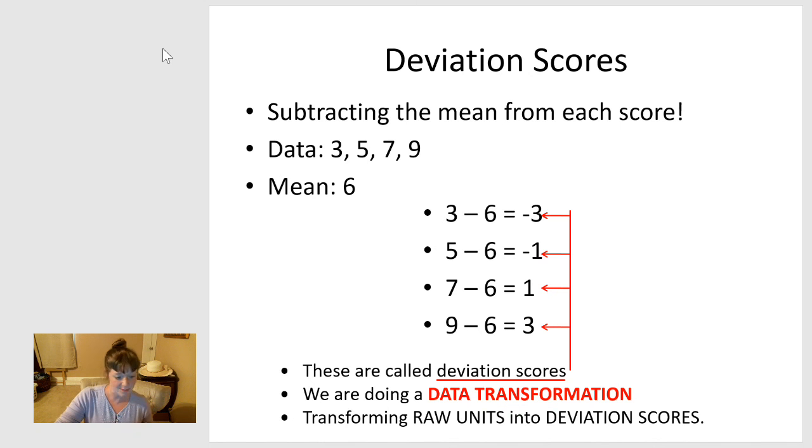Here's my data set, my sample: 3, 5, 7, and 9. Let's say this is how much people love their college on a scale of 1 to 10. The first person told me 3, the next person told me 5, the third person told me 7, and the fourth person told me 9. So these are all of my X's, because how much you love your school, call it school love.